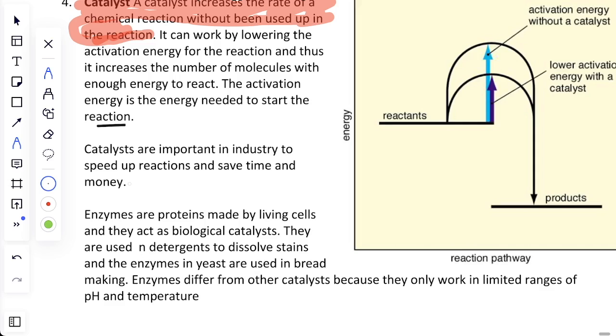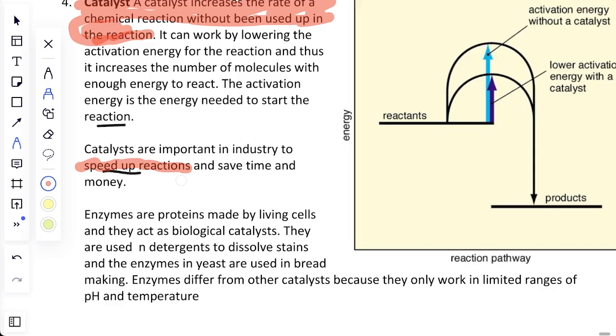Now, catalysts are very important to the industry as they speed up chemical reactions. Of course, they speed up these chemical reactions. And if we don't have catalysts, reactions would take months, would take years. There could be reactions that could even take years without catalysts. So catalysts were a very, very good invention by humans.